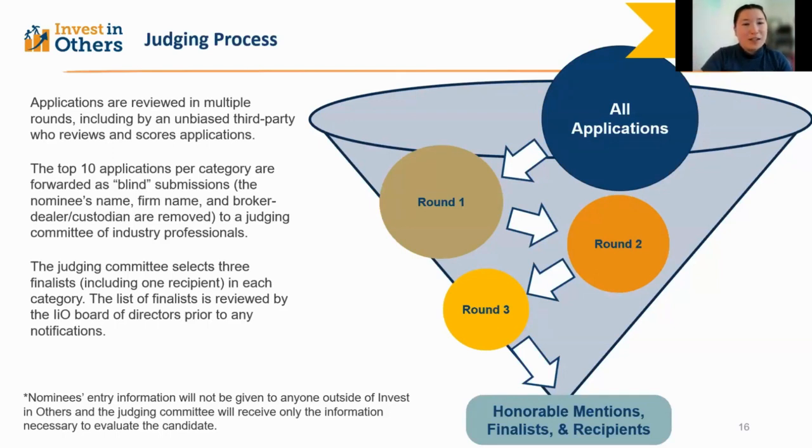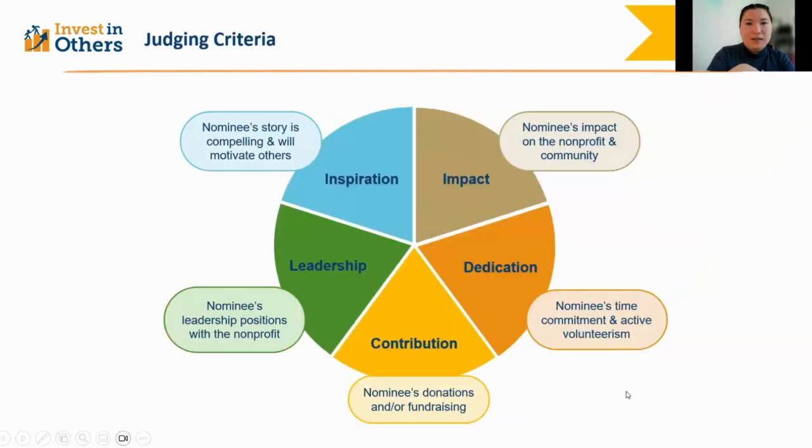And then we try and limit biases as much as possible. All identifying information such as the advisor's name, firm name, and broker dealers / custodian are removed, and only the charity name remains. And then we'll go into judging criteria.